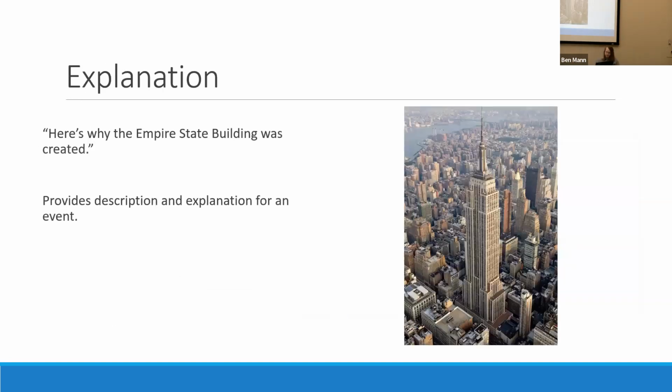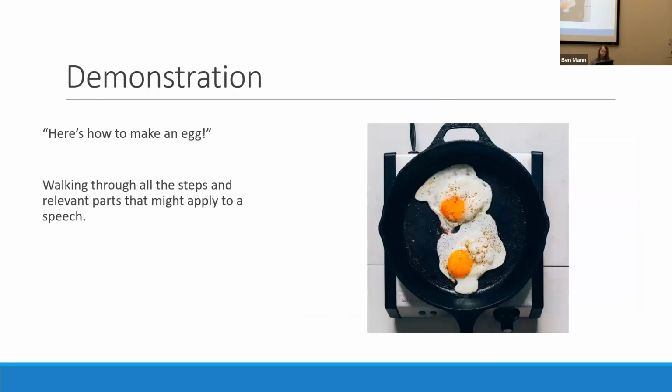An explanation, right, provides context, shows us what happened. Here's why the Empire State Building was created. That'd be an example there. A demonstration, as mentioned, is showing us the different steps and parts, showing us how an egg gets made.